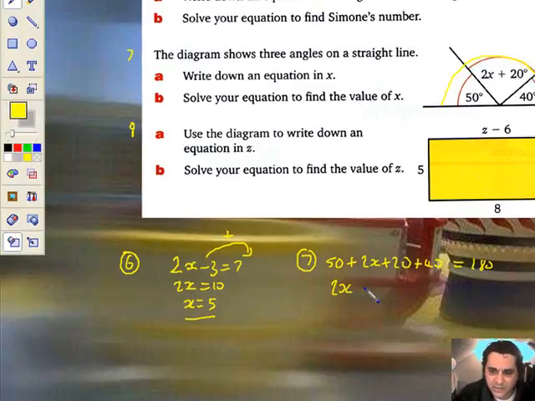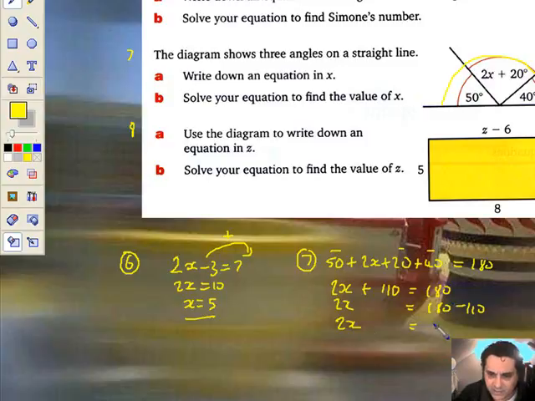Simplifying slightly, 2x plus 50, 20, 40 is 110. Comes to 180. So 2x is going to be 180 take away the 110, so 2x is going to be 70. A single x is going to be 70 divided by 2, 35 degrees. Quick check, 70, yes, fine, no problem.